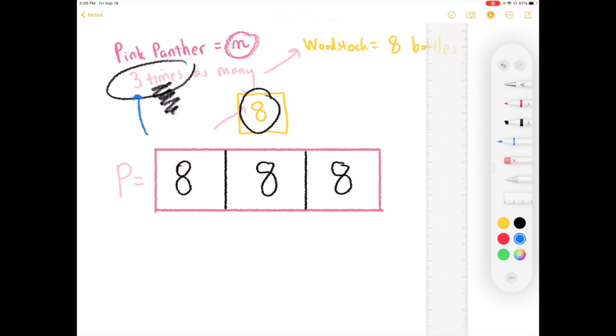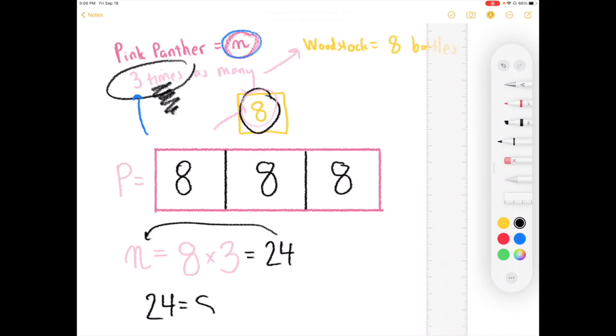Okay, so the next step, guys, is I'm going to write an equation here. We have the unknown number that we're solving for, which is how many the Pink Panther sold. So N equals, we have the number 8, how many Woodstock sold, 8 bottles, and the Pink Panther sold 3 times as many. N equals 8 times 3. Well, I know that 8 times 3 equals 24, guys. So I can write another equation here that N equals 24, and I could say 24 equals 8 times 3.